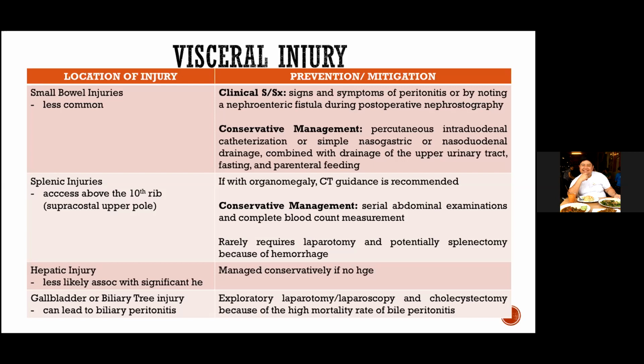So if you are aware that the patient has organomegaly, CT guidance is recommended. Rarely, it requires laparotomy and potentially splenectomy if there is massive hemorrhage. Hepatic injury is less likely to be associated with significant hemorrhage, and splenic and hepatic injuries can be managed conservatively. So conservative management would be serial abdominal examinations and complete blood count measurement.